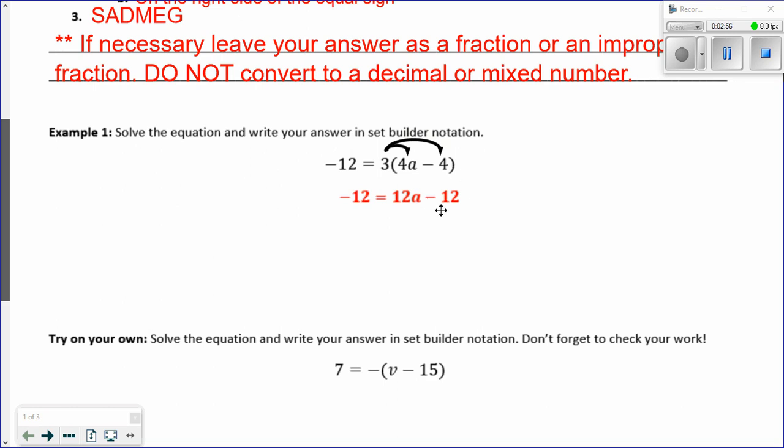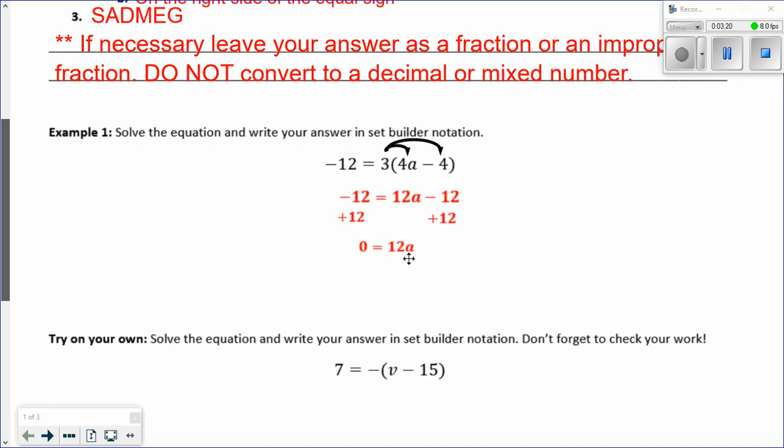So I'm going to undo this minus 12 first, because SAD-MAG has to undo subtraction or addition first. And I'm going to add 12 to both sides. Negative 12 plus 12 gives me 0, and the negative 12 plus 12 over here gives me 0, but those just basically cancel out. So now I have 0 equals 12a.